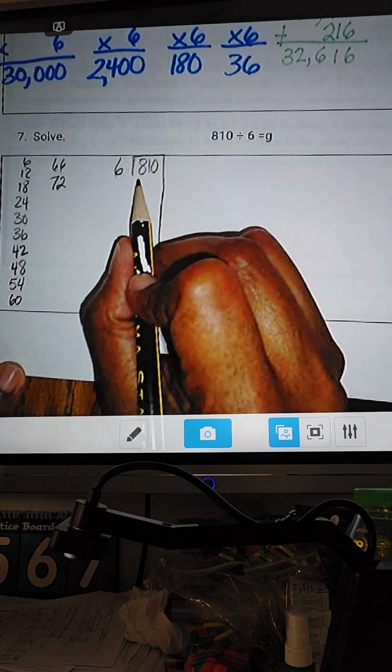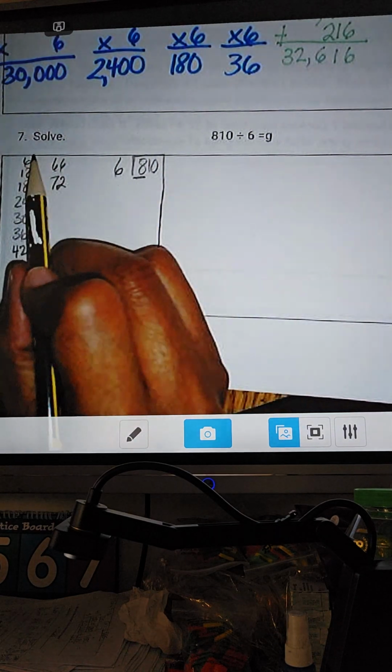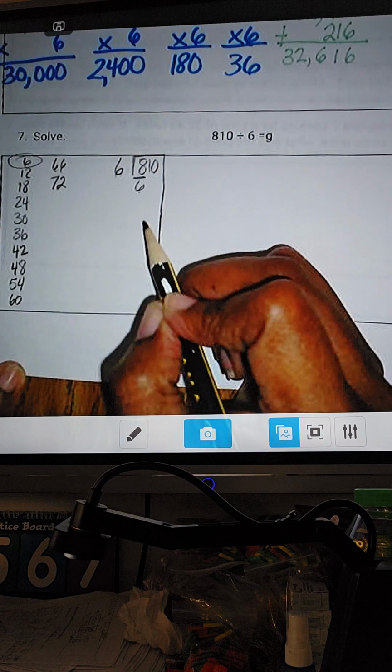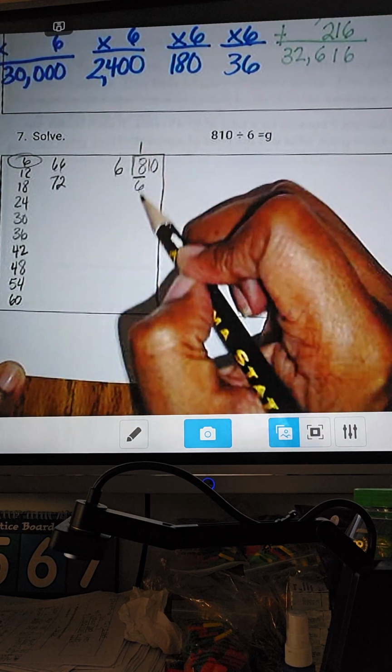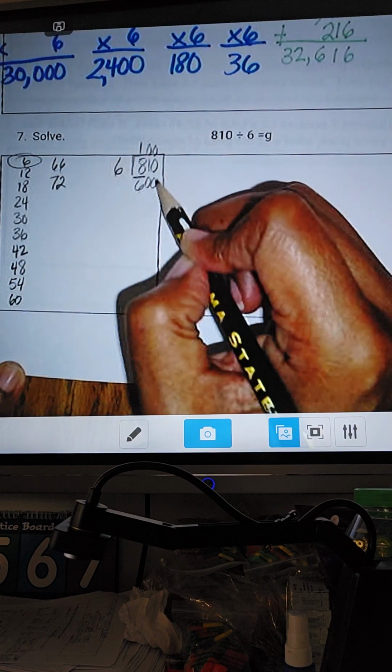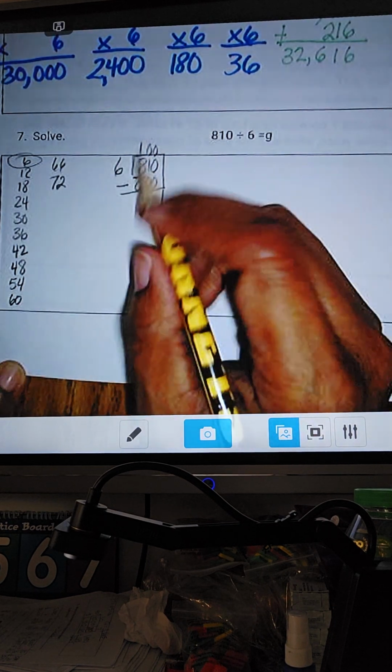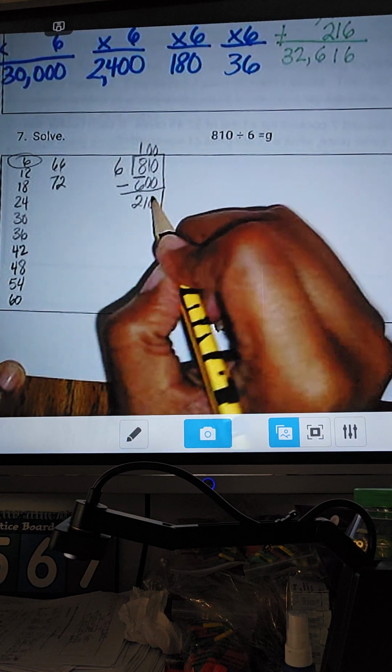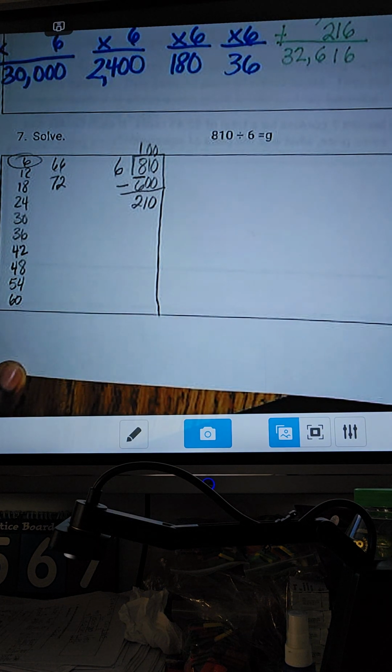All right, first digit is the 8. I know that 6 is closest to 8, and I know 6 times 1 is 6. So 0 over the digits we didn't use and below. Subtract. 210 should be left.